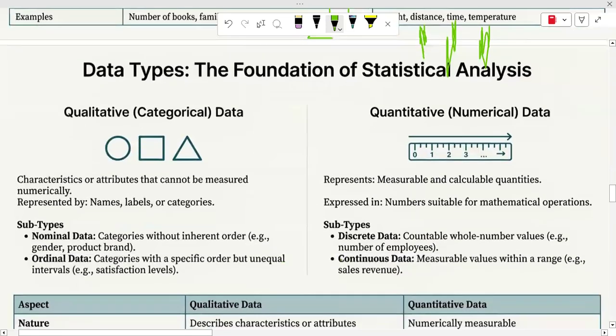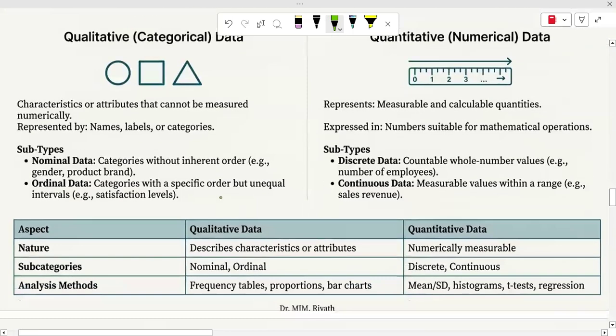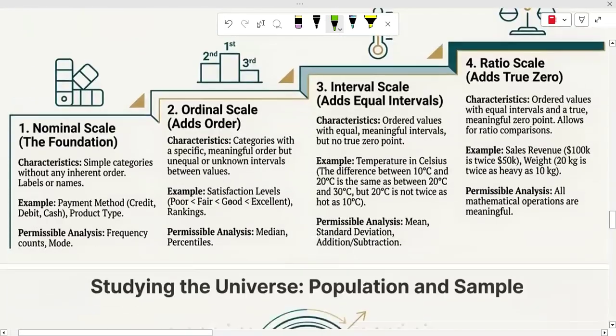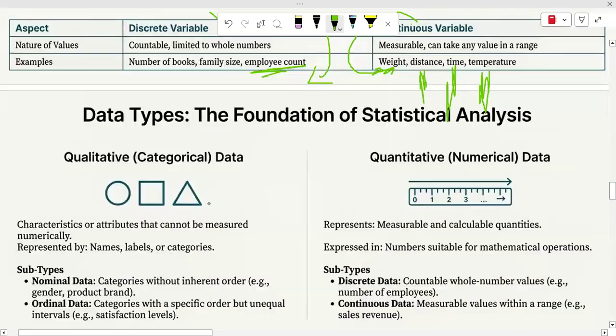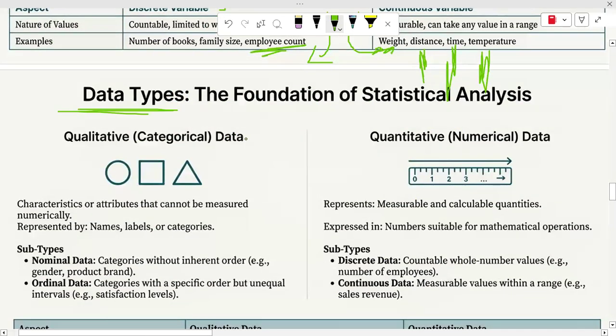Type of data we will study in the coming lectures. Next lecture, tomorrow, we will discuss types of data. So up to this point, do you have anything to ask? Any doubt?